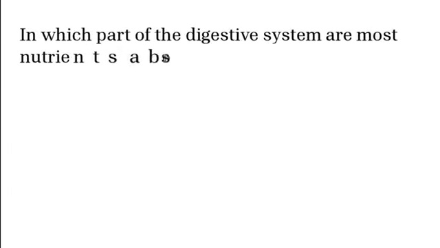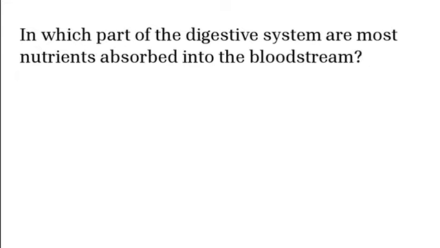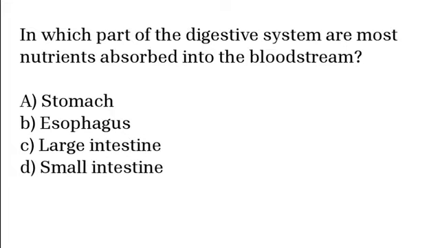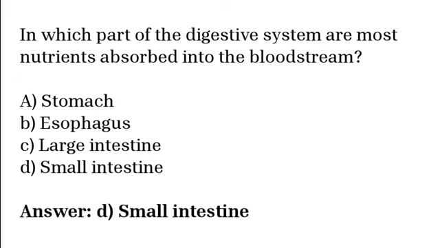In which part of the digestive system are most nutrients absorbed into the bloodstream? Stomach, esophagus, large intestine, small intestine. So the correct answer is option D. Small intestine is the part of the digestive system in which most of the nutrients are absorbed into the bloodstream.